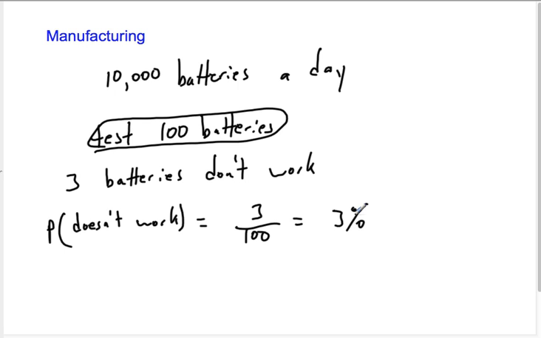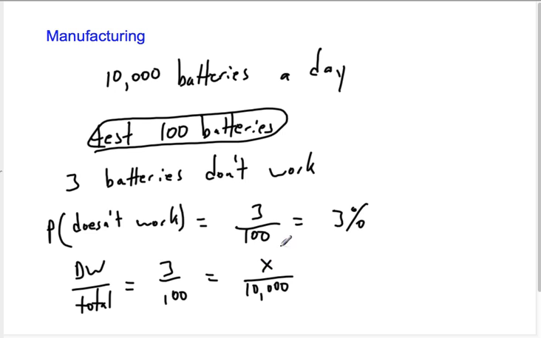Now you can use that information to set up a proportion, like we did last chapter. Let's say don't work over total. So you could say if 3 don't work over 100, then we think that how many wouldn't work over 10,000, which is how many they make in a day, which is what I made up. And so we can figure that out by solving this proportion either with cross products, or in this case 100 times 100 would be 10,000. So the company would assume that 300 of the batteries they're making each day would be defective or wouldn't work.